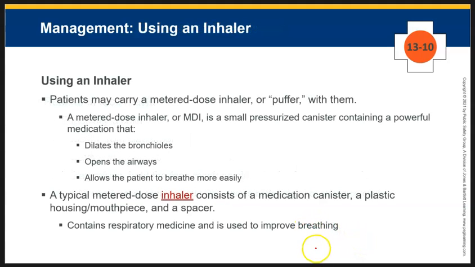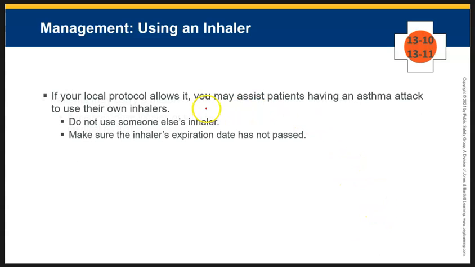For a patient who requires an inhaler, such as an asthmatic patient, understand that the inhaler consists of the medication in a pressurized canister, the mouthpiece, and a spacer. This will ensure improved breathing by responding to the bronchoconstriction that may be occurring for an asthmatic. If your protocol allows it, you may assist patients having an asthmatic attack to use their own inhaler. They should never use someone else's inhaler and ensure that the inhaler's expiration date has not passed.